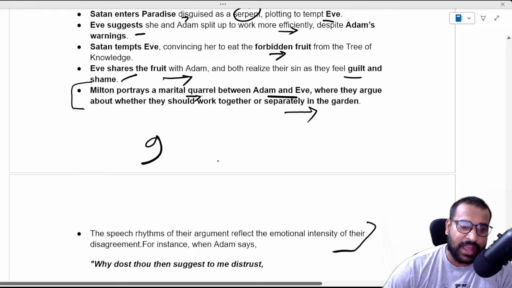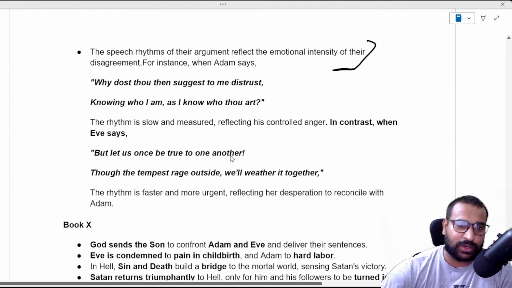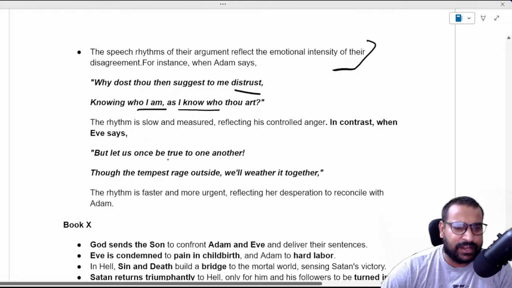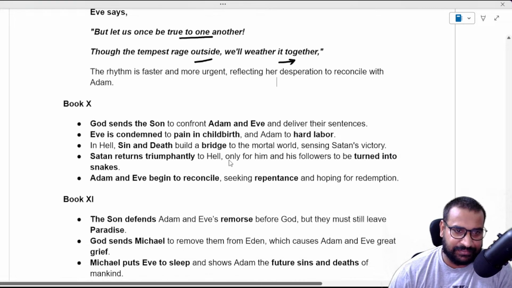Very important. And in the speech, you could see: why dost thou then suggest to me distrust, knowing who I am, and as I know who thou art? But let us once be true to one another, though the tempest rage outside, will weather it together. So that reflects the event.